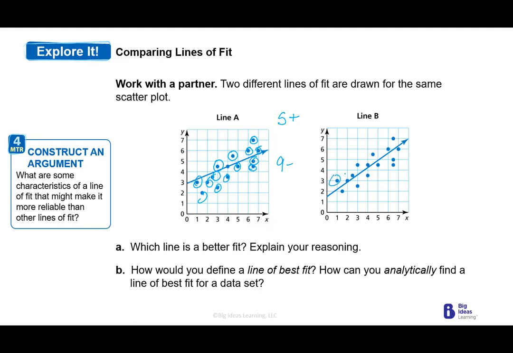We've got 1, 2, 3, 4, 5, 6, 7 positives. And 1, 2, 3, 4, 5, 6, 7 negatives. Yeah, line B, that's actually the line of best fit. Line of best fit is when you have an equal amount or as close to equal as possible for each of the positive, the dots above the line, and the negative, the dots below the line. All right.